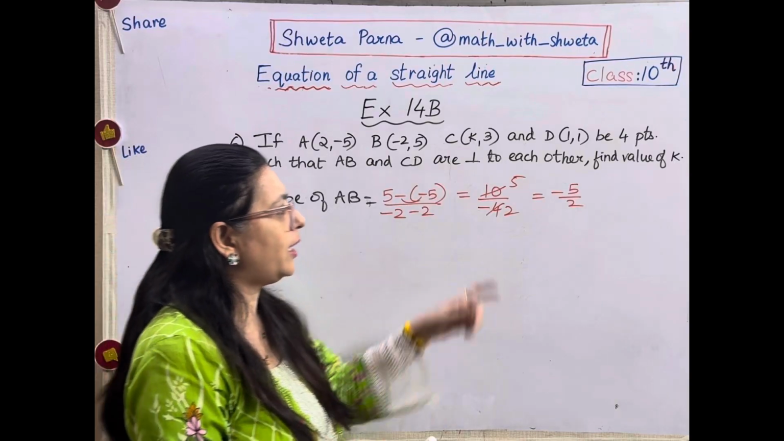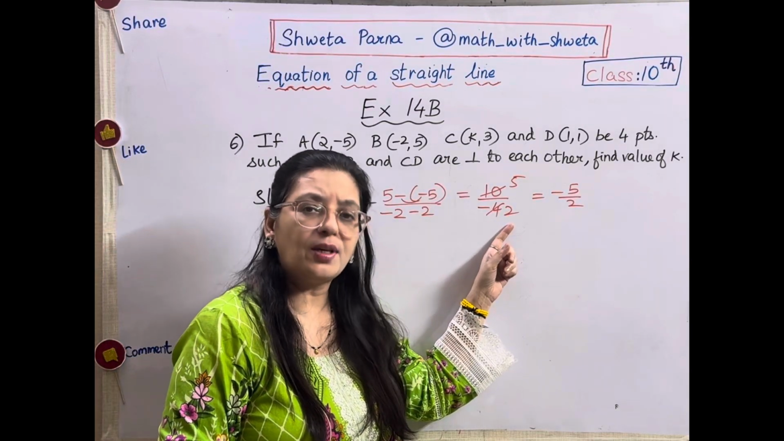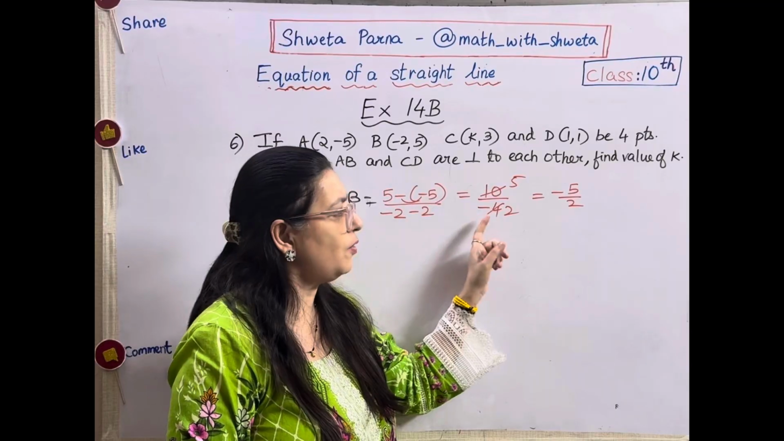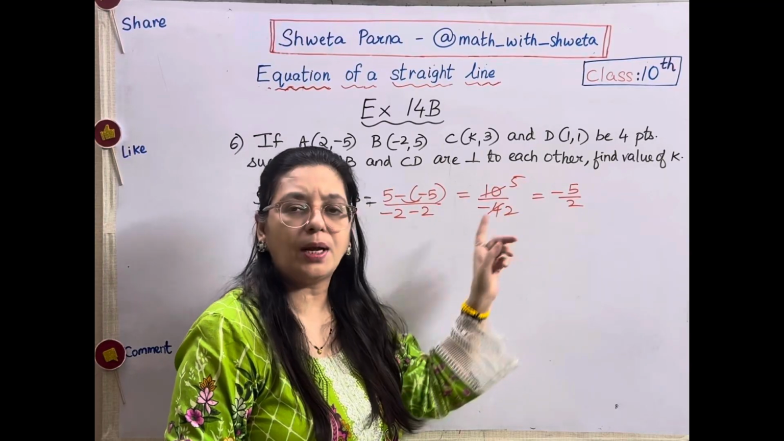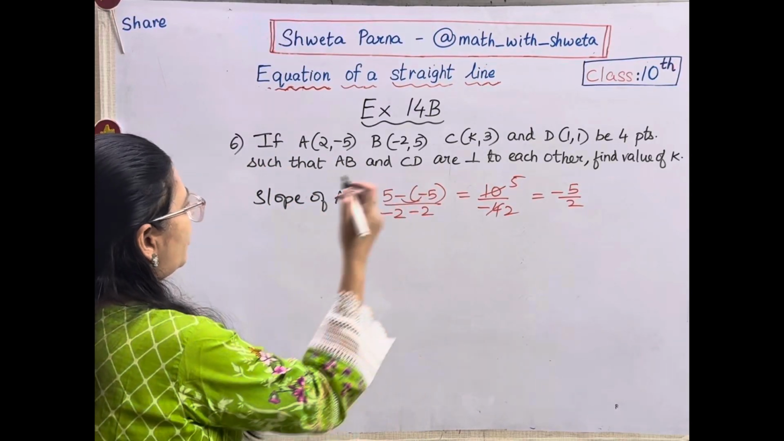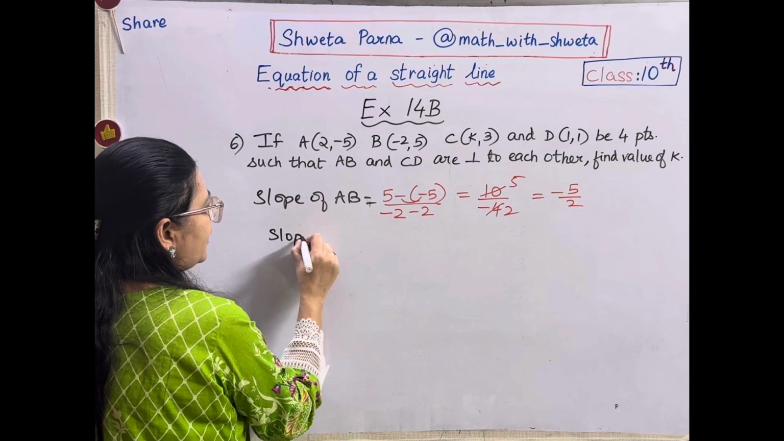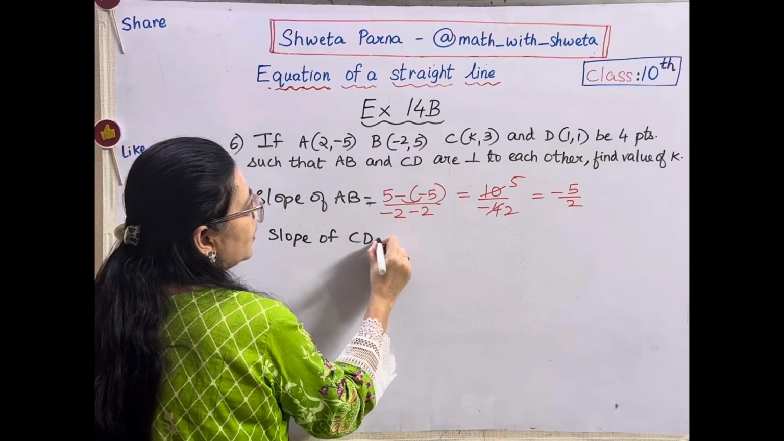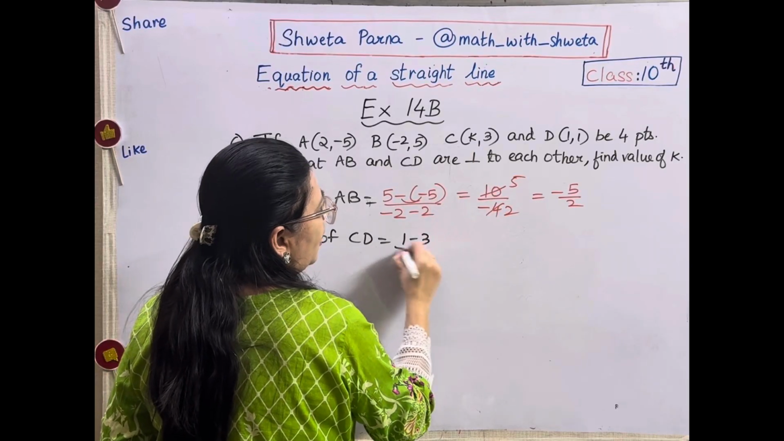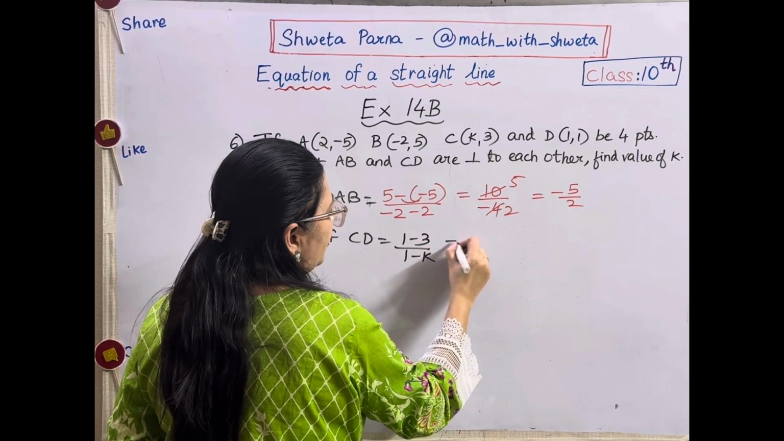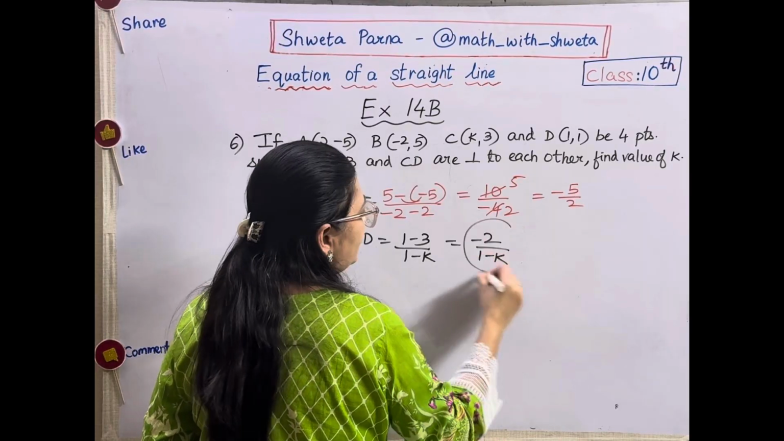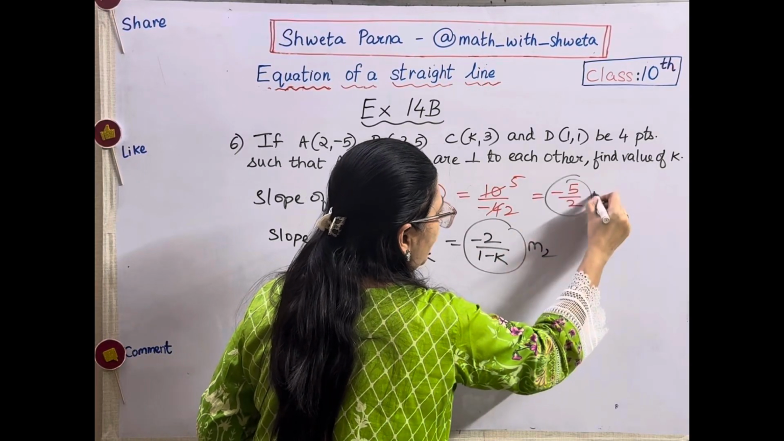Now why did I not write the negative sign down? Because as per the rational number rule, the standard form says that the denominator cannot be negative. You can shift the sign by multiplying both the numerator and the denominator by minus 1. Okay, come on. Now let's find the slope of CD. CD, so 1 minus 3 upon 1 minus k. 1 minus 3 is minus 2, and 1 minus k. So this is M2, this is M1.